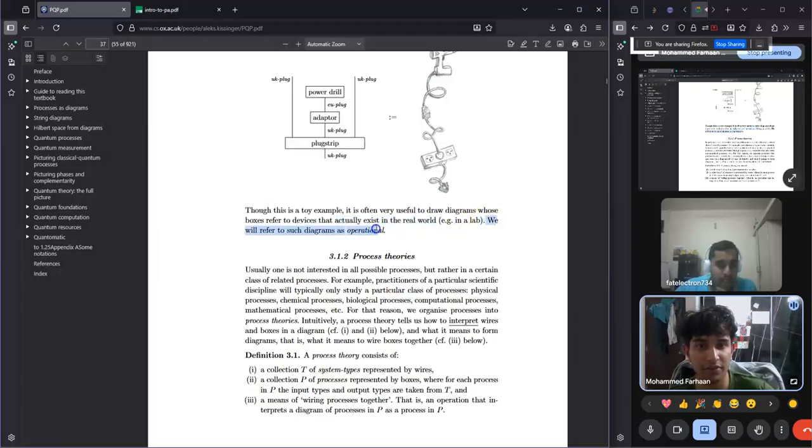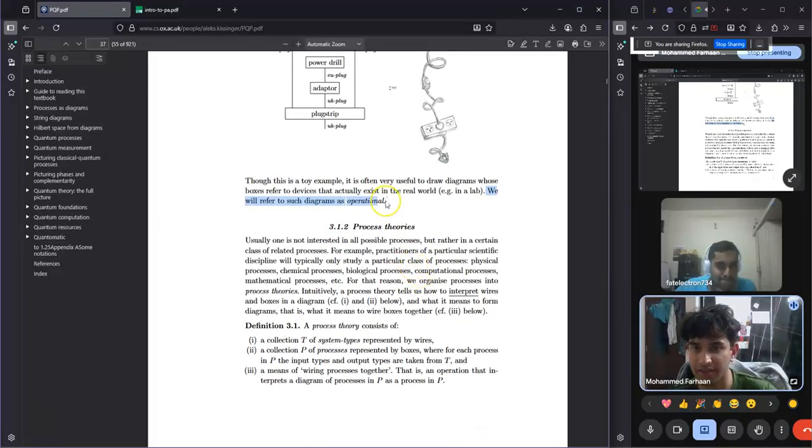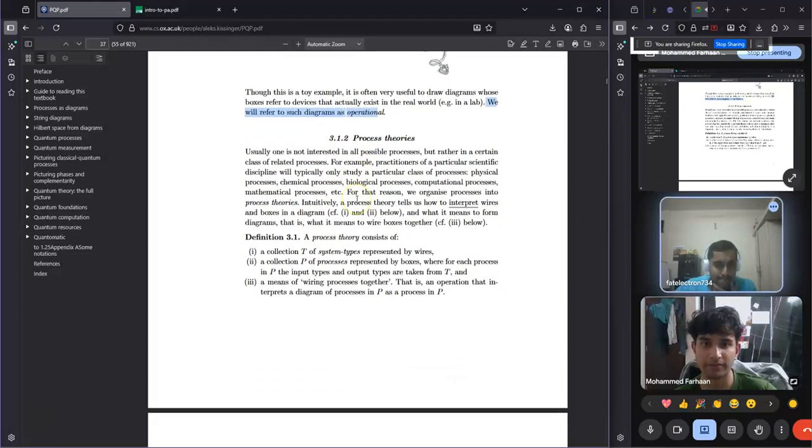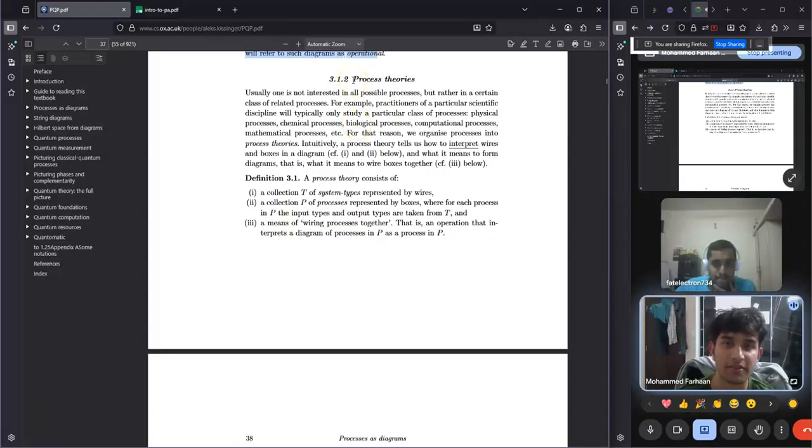We will refer to such diagrams as operational. So an operational... okay, wait. This is not really a rigorous definition at all, so maybe we'll wait for it to come as a topic. Okay, so you can start process theories.